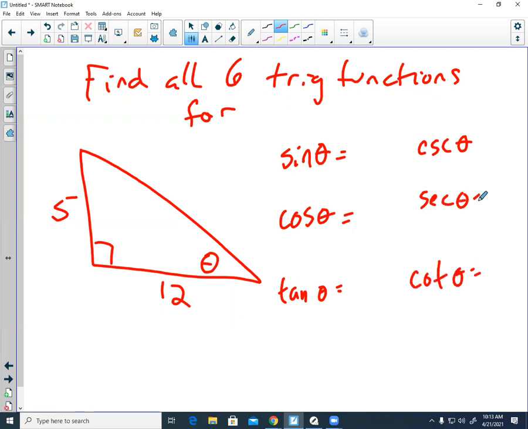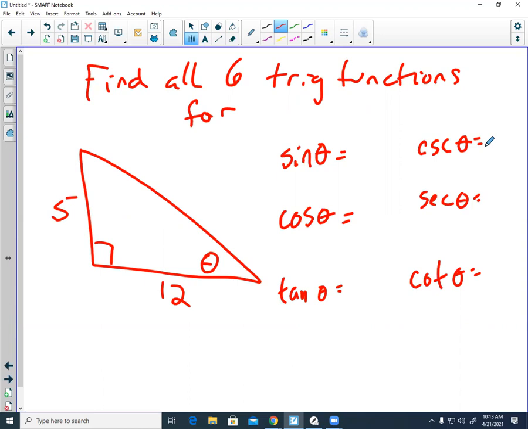Now, what I would focus on in this lesson is the relationship between sine and cosecant, cosine and secant, and tangent and cotangent. All you have to do is figure out what sine, cosine, and tangent are and then flip them and you're done, as long as you have the relationships described correctly. If you don't, it's going to get kind of challenging for you.